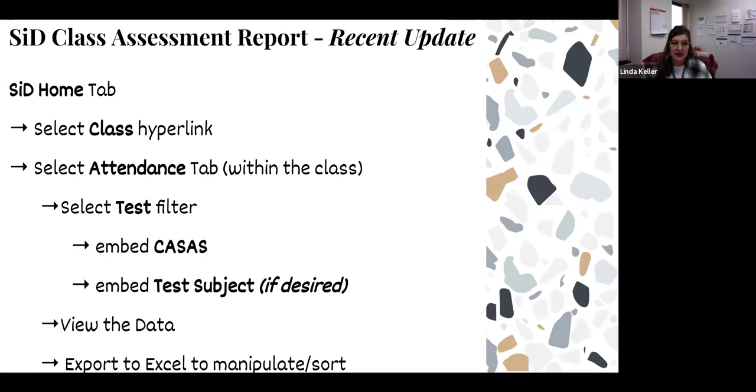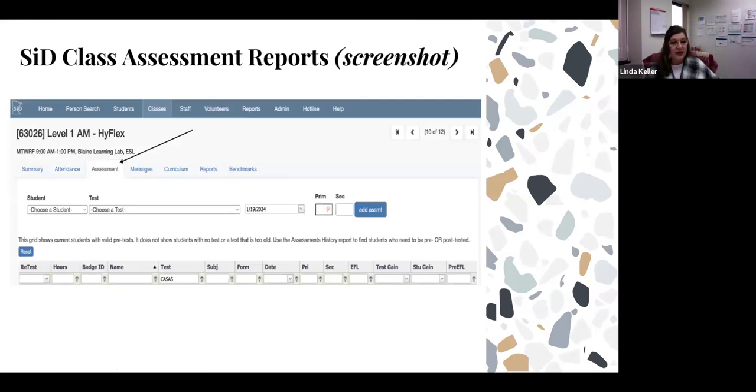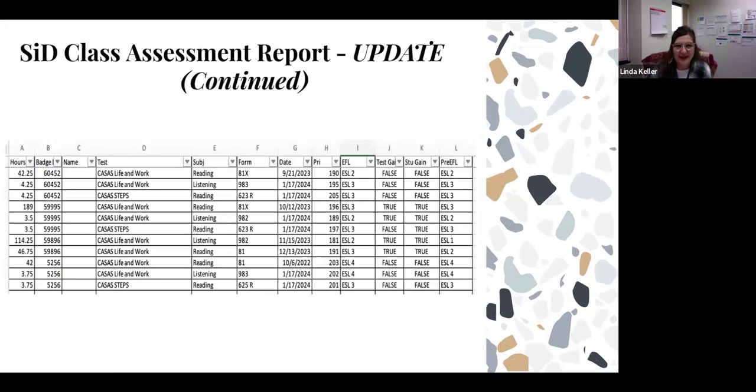So if you want to click on the next slide, this is what that assessment tab looks like. And these are all the different filters that you can put any kind of information into based on how you want to sort it. The screenshot that I took, I obviously didn't put any student data into it because I didn't want to share student data. I just put the term CASAS in the test filter. But if you go to the next page, you can see the data sort that I did. Actually, yeah, it's the next page. It looks just like an Excel report, Christine. There it is right there. This was the export that I got out of SID.